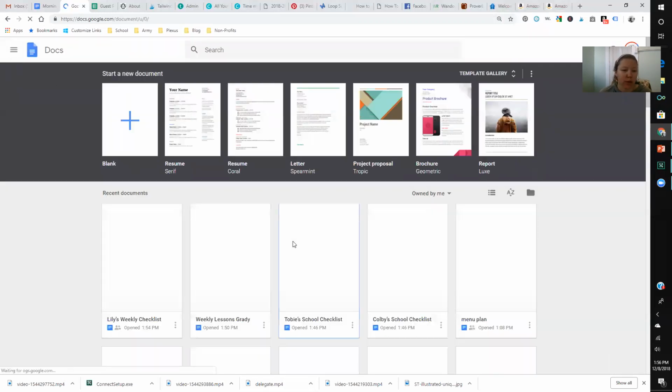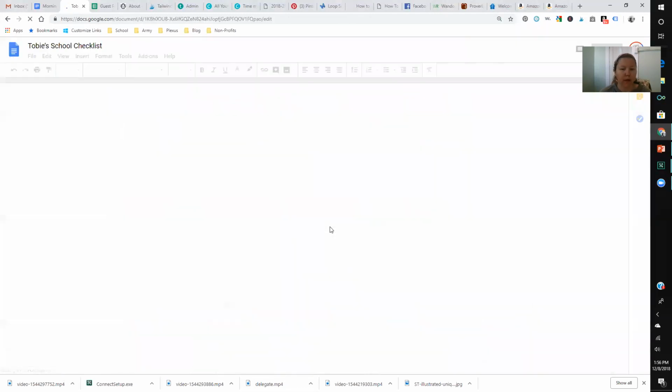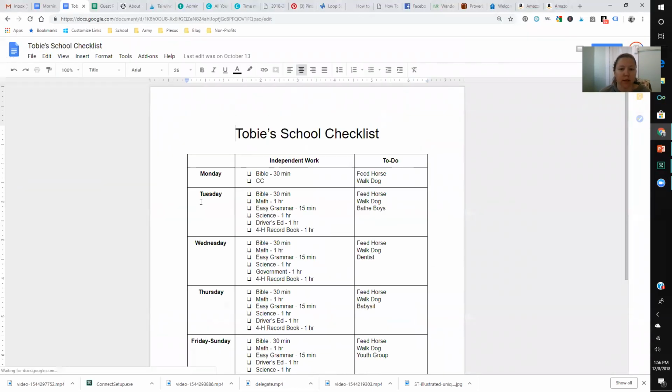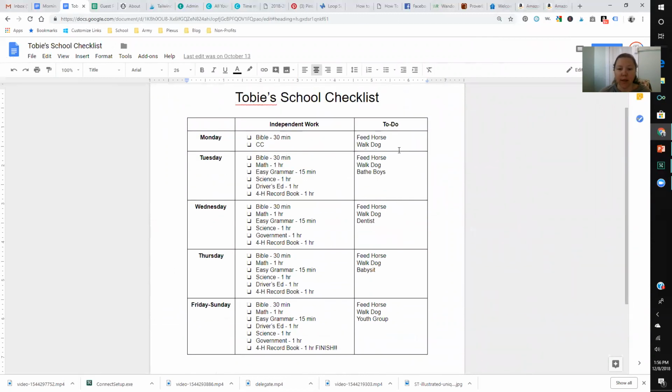Then I have 2 high schoolers. So let me show you one. They look exactly the same. These are the 2 high schoolers. They just have different loads, different subjects, and different to-do lists. So they also have a to-do list of what they're doing that day, to make sure they get those done. And theirs is all independent work. And theirs is Monday through Friday. And I do Friday through Sunday on the weekends, because a lot of times they have to finish their schoolwork on the weekends. And I make sure that they realize that by putting that there.